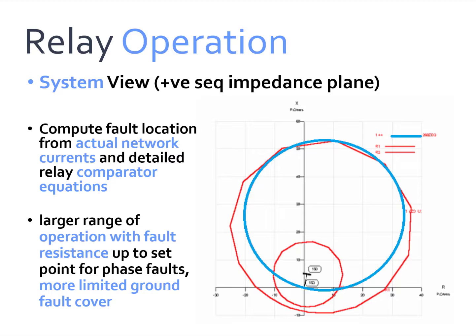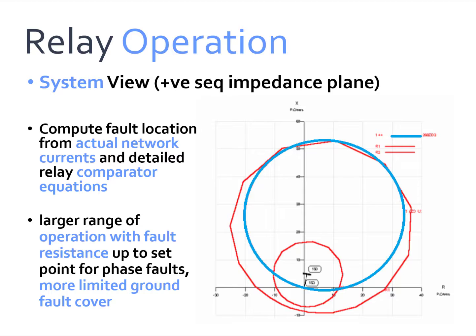Another problem with assuming steady-state predictions of protection operations is that the static relay characteristics, shown in blue here, can be inaccurate under fault conditions. This can be seen if we construct the system view by computing the apparent location of relay operations in the positive sequence plane, calculated using the actual network currents and voltages in the detailed relay comparator equations.